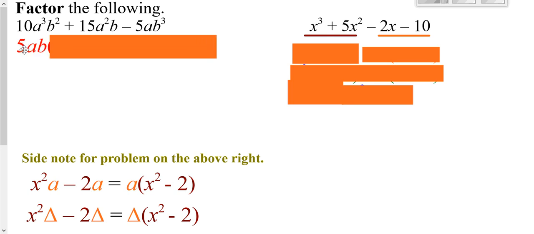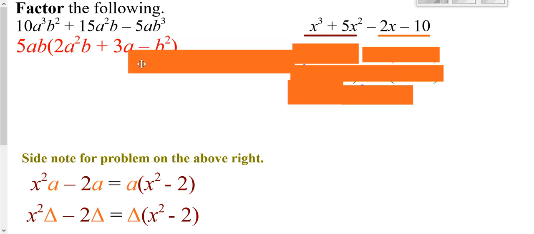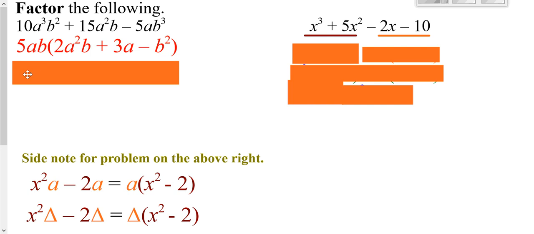And then you got to ask yourself, 5ab times what gives you this first term? Well, that would be a 2a squared b. And 5ab times what gives you the second term? Well, that would be a 3a. And 5ab times what gives me 5ab squared at the very end? And that's just a b squared. Sometimes after you take out your greatest common factor, what's left in the parentheses will factor farther yet. In this case, it doesn't.